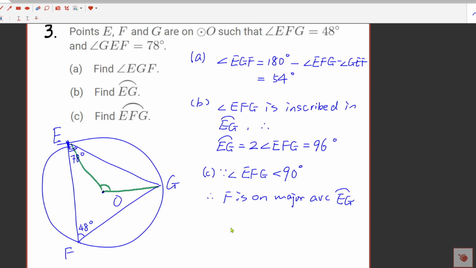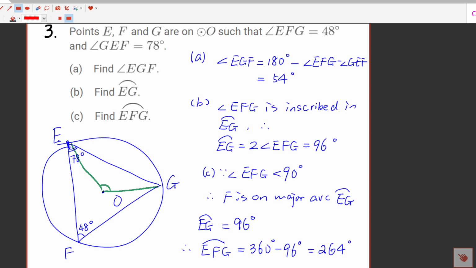Okay, so we found that minor arc EG is 96 degrees in the previous part. Therefore, we have EFG, the longer arc, is simply 360 degrees minus the minor arc, 96 degrees, which gives us 264 degrees, right? Okay, again, have a look at the solution here. Any questions, just let me know, okay?